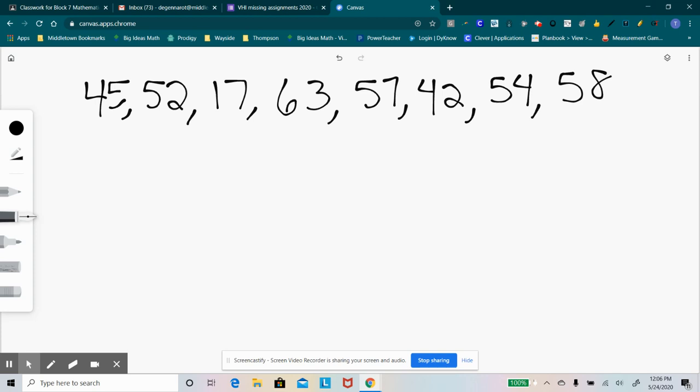So the first thing we have to remember to do is if we looked at yesterday's lessons, sorry about that. My children came in the room.